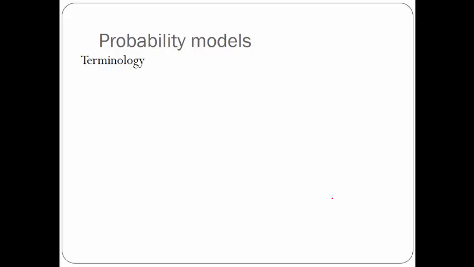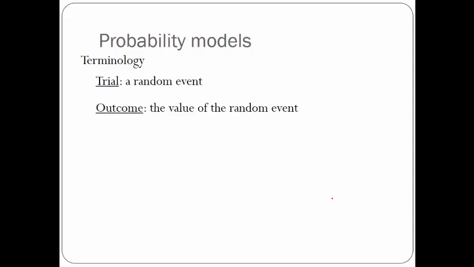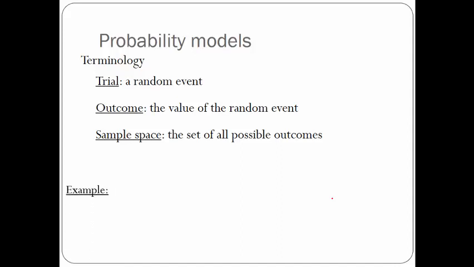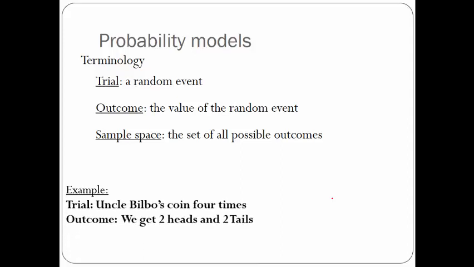Some of the terminology we want to talk about: trial, that's any kind of random event. Outcome would be the value of a random event. Sample space, the set of all possible outcomes. We did an example in class where Uncle Bilbo was flipping a coin, and we had him flip the coin 4 times. One of the outcomes we were interested in: what's the probability he gets 2 heads and 2 tails? We were also interested in 4 heads or 4 tails. That was another outcome. At least 1 tails.